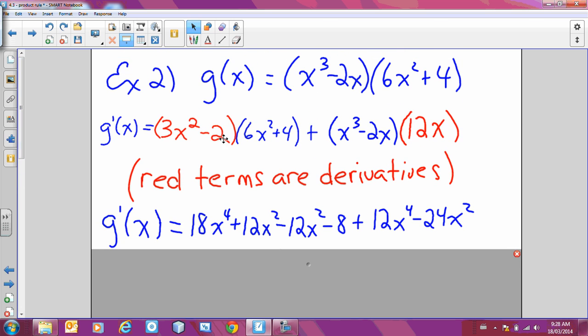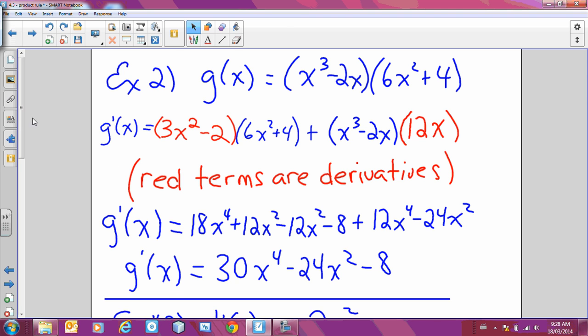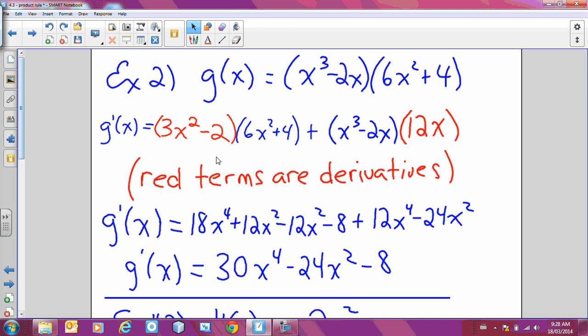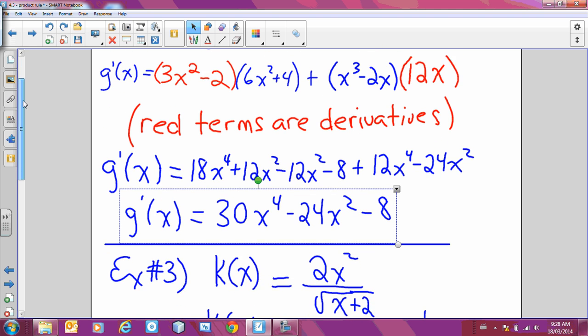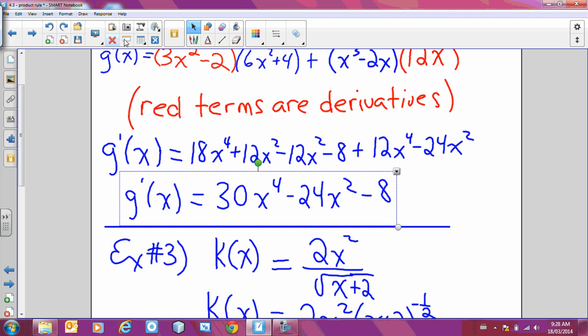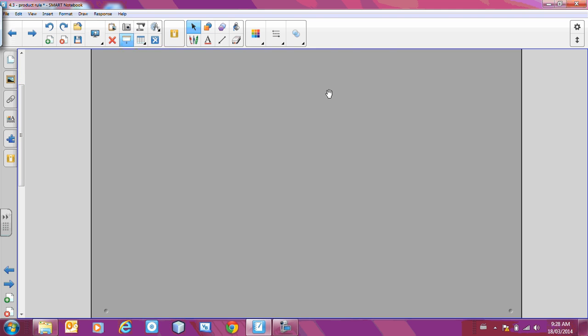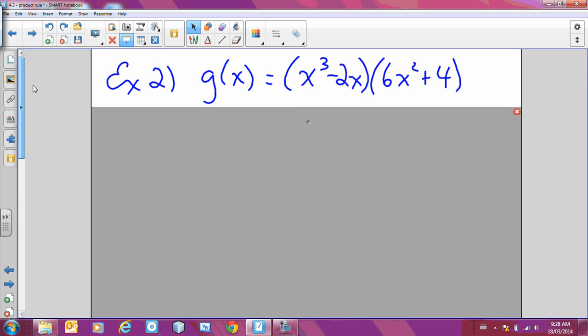And now again, doing the algebra to simplify, we will multiply these two binomials, multiply these two binomials and add the results. So I won't go through all that, but assumedly it was done correctly at the time. Example 3 down here. I don't know why I just did that.